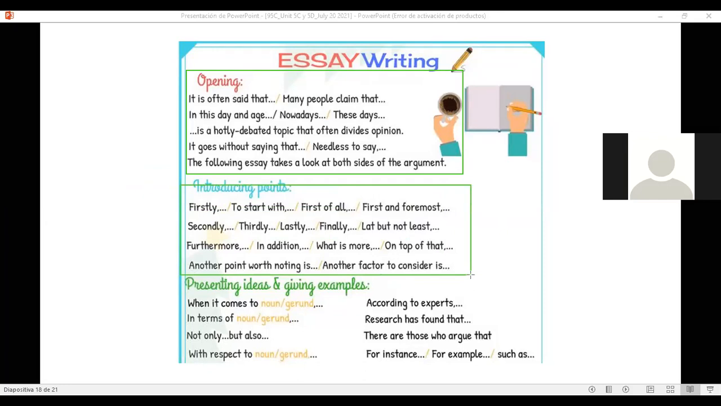But if in these paragraphs, maybe you want to use some examples or give examples. When you want to present your ideas, you can use these other phrases right here.